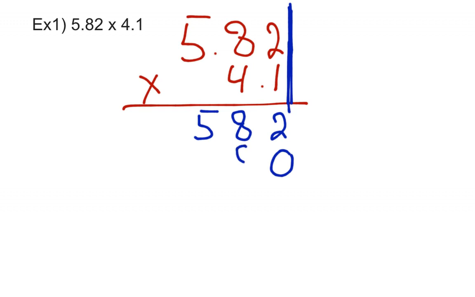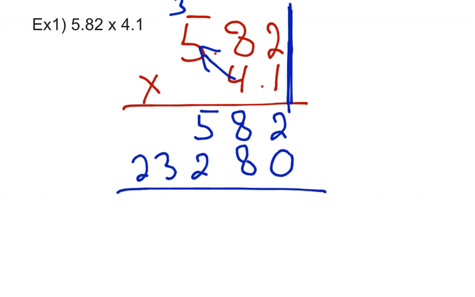So 4 times the 2 gives me 8. 4 times 8 gives me 32. I'm going to carry that 3. When I do the 4 times the 5, that's 20, plus that 3 that I have up there, which gives me 23. Okay, so there are all the numbers.